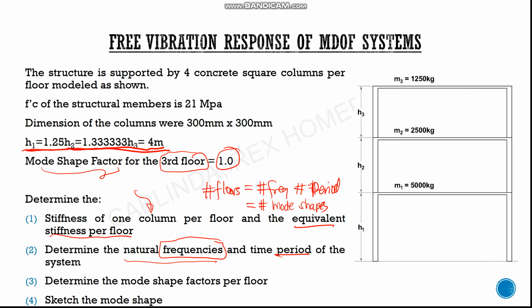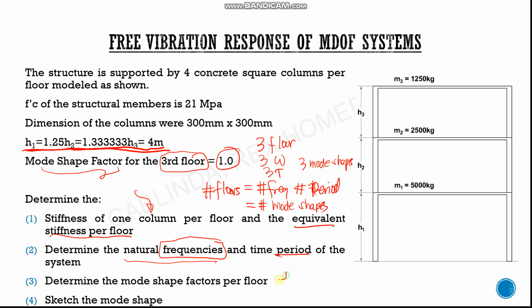And that is equal to the number of mode shapes. Again, mode shape factor is different from mode shapes. The mode shape factor describes the behavior per floor, the pattern. The mode shape is the overall pattern of deformation of the building at a specific frequency. In this example, we have 3 floors, so we expect 3 natural frequencies, 3 periods, and 3 mode shapes.